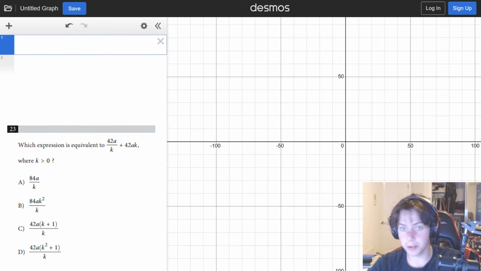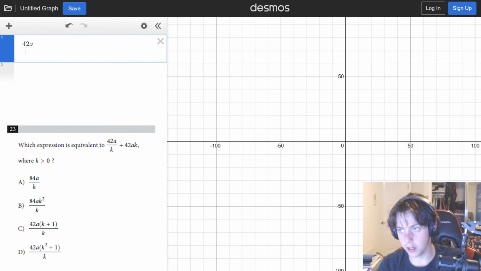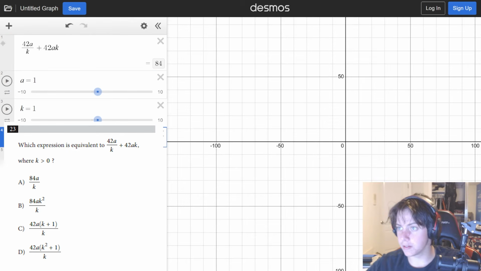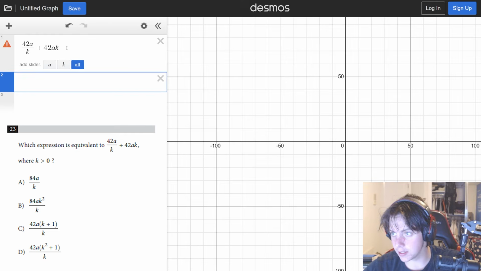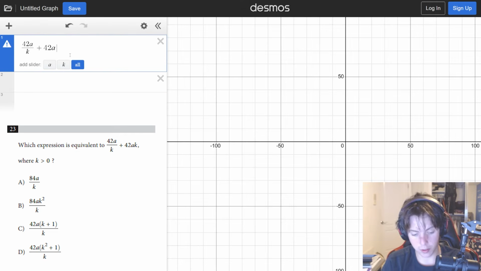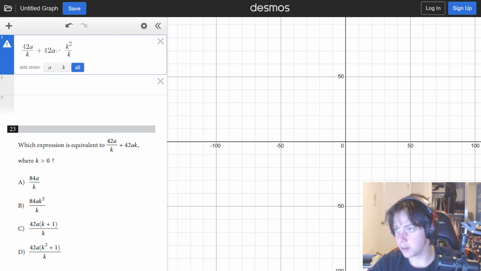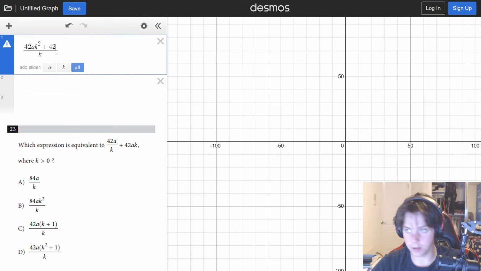Okay. Question number 23. Which expression is equivalent to 42a over k plus 42ak? Right. So what we can clearly see is this is the same as 42 times k squared over k. Right. And then we could factor this up here, 42a, and then add this here, plus 42. So then quickly, 42a, because originally we had 42, a over k.